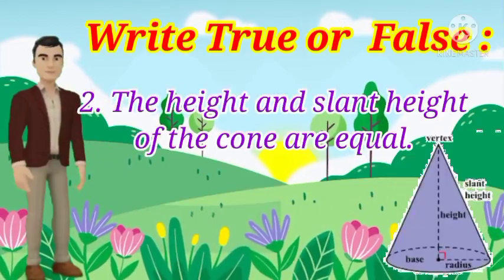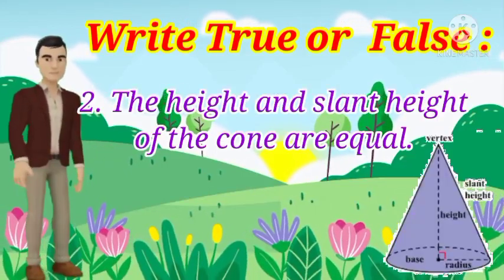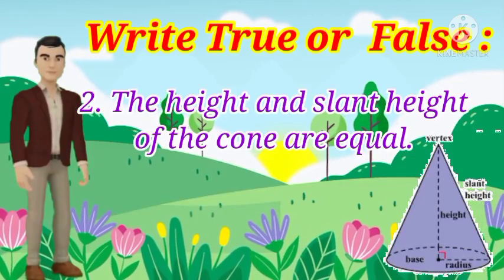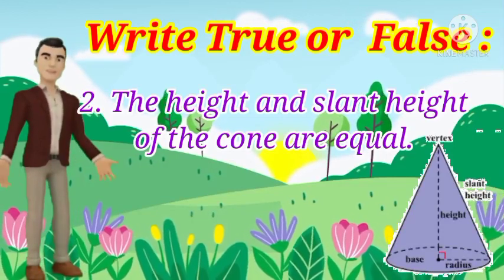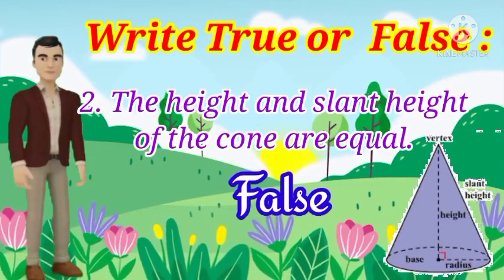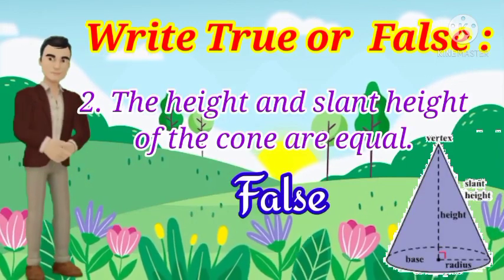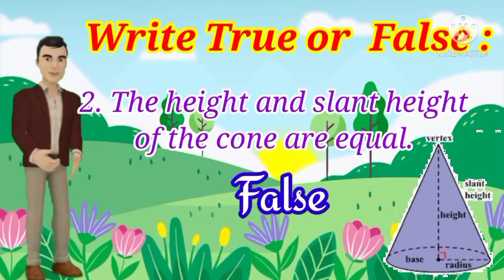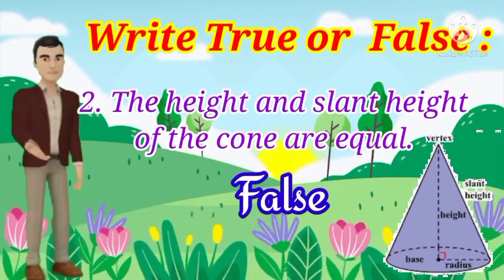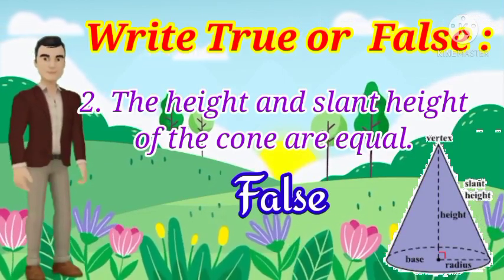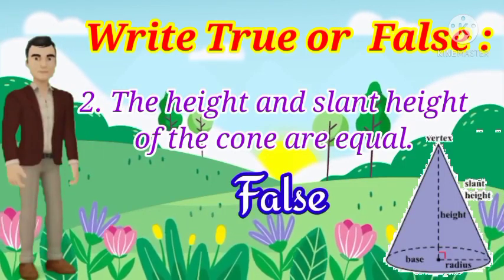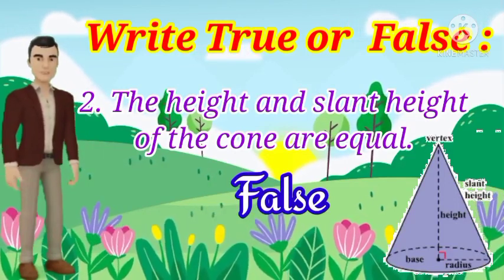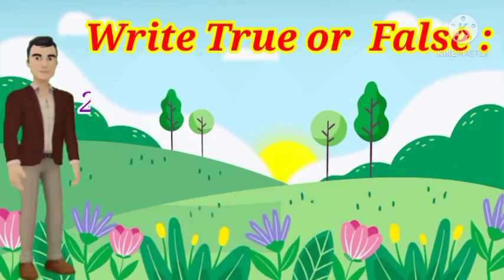The height and slant height of the cone are equal. Whether it is true or false. It is false because the height and slant height of the cone are not equal. They are different. So it is false.